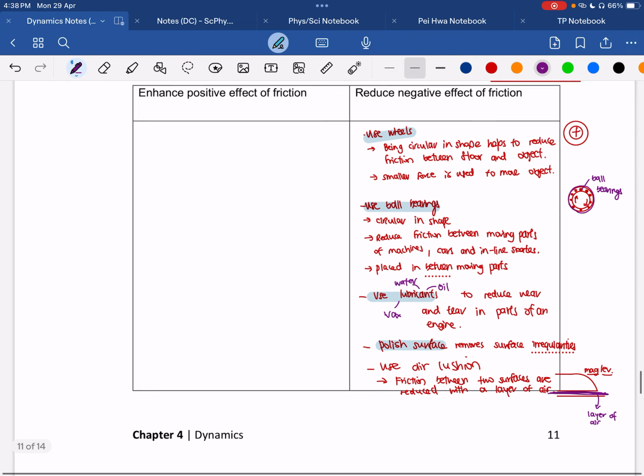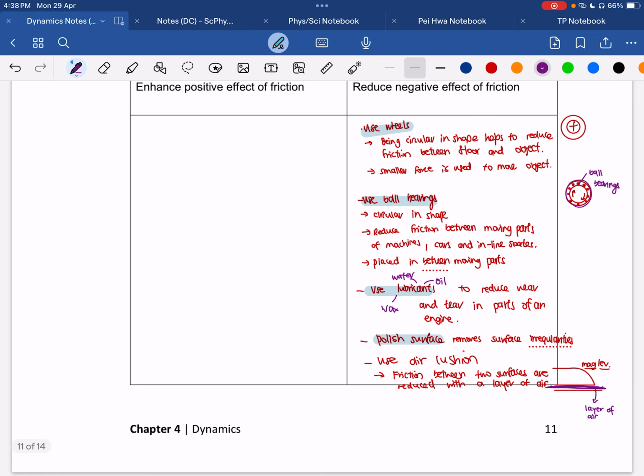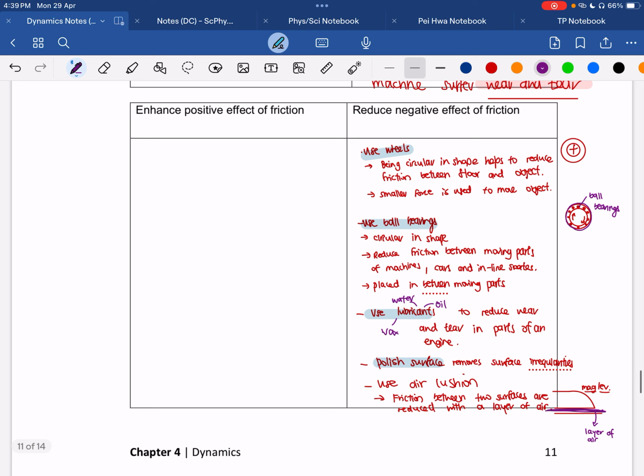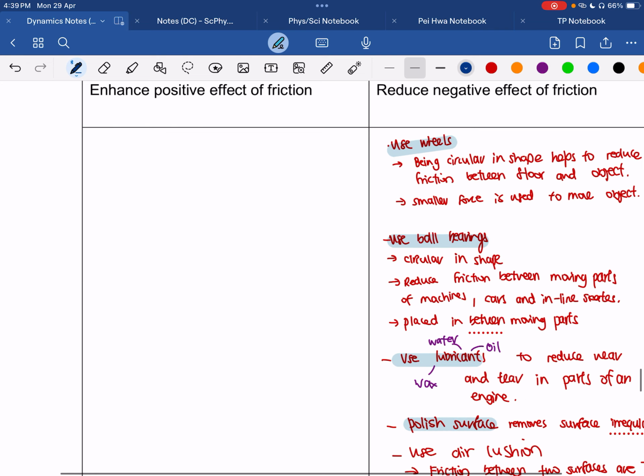Now that we talked about reducing negative effects of friction, let's talk about the positive effect and how we can enhance them. Okay. So it can be useful, because let's say if I need to slow down a car, I will need friction in this case. So positive effect of friction for cars, one of them is using treads. Now what are treads?